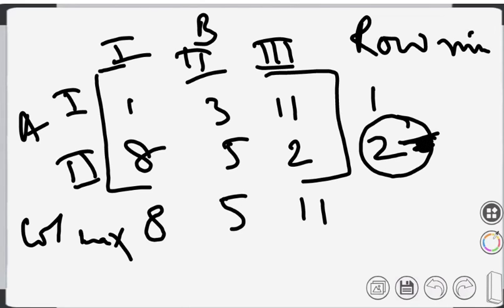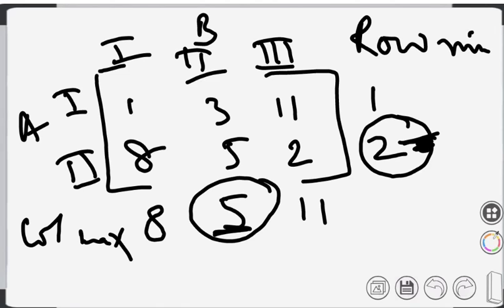And then you have to find out the mean of column max. The mean of column max is 5. That means the column max is minimum. What is the minimum value of the column maximum? So that is 5. And these two values are different, so they do not coincide.